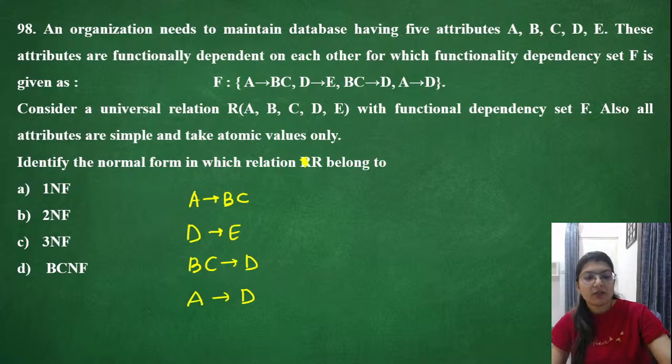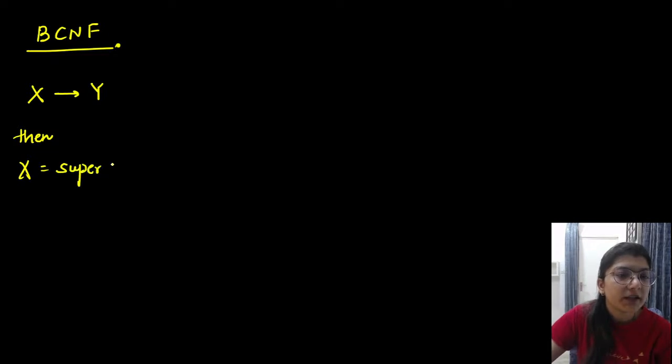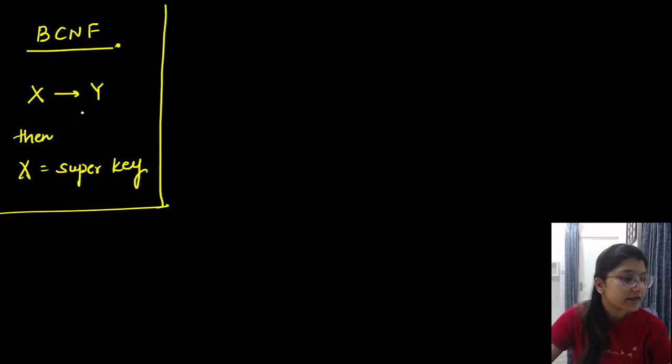Okay. So first let's quickly discuss what the properties are and how we have to check. First we'll check for BCNF. So what does BCNF say? BCNF says that if the functional dependency is of the type X determines Y, then X has to be a super key. This is the only condition for BCNF.